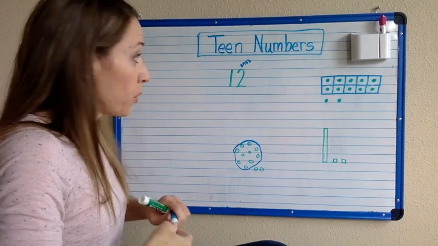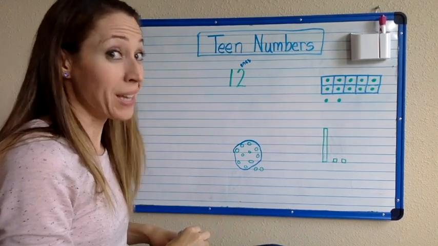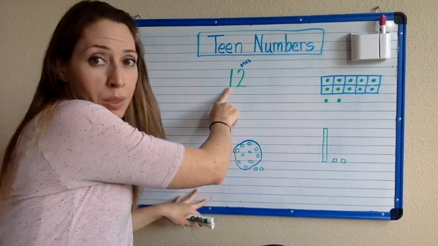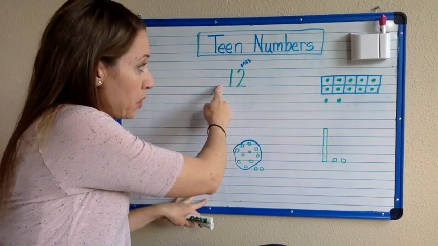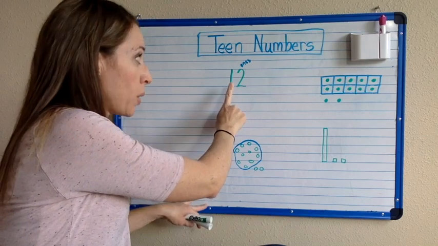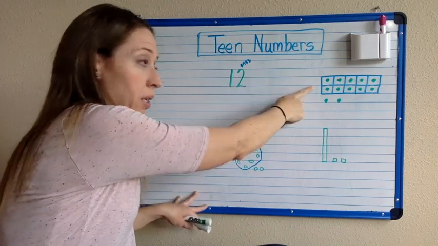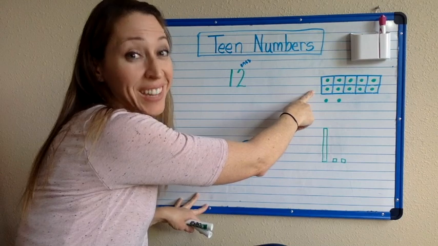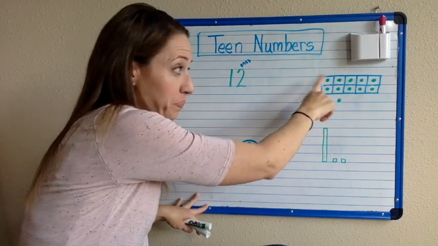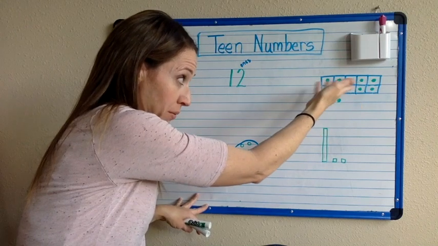All right, what about the next spot over? It has a 1. What does that represent? Well, that is the tens place. The second spot over from the right is the tens place. And it says I have 1, so I have 1 ten. Does my 10 frame show that? Yes, it does. I have 1 ten filled in my 10 frame picture.